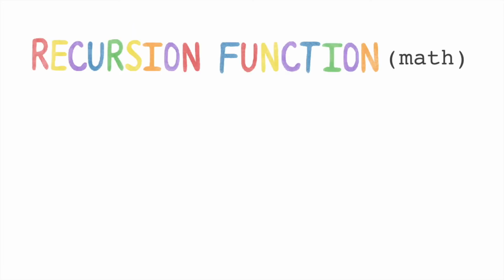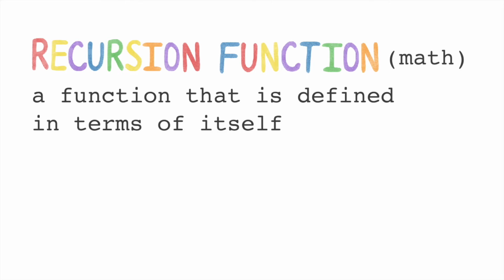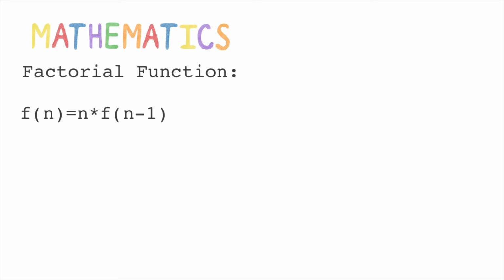Next, let's delve into how recursive patterns are prevalent in math. So recursion is a common concept in math. It means that a function is defined in terms of itself. For example, the math factorial function is defined as f of n equals n times f of n minus 1, and f of 0 equals 1. This means that the factorial of a number equals itself multiplied by the factorial of the number minus 1.